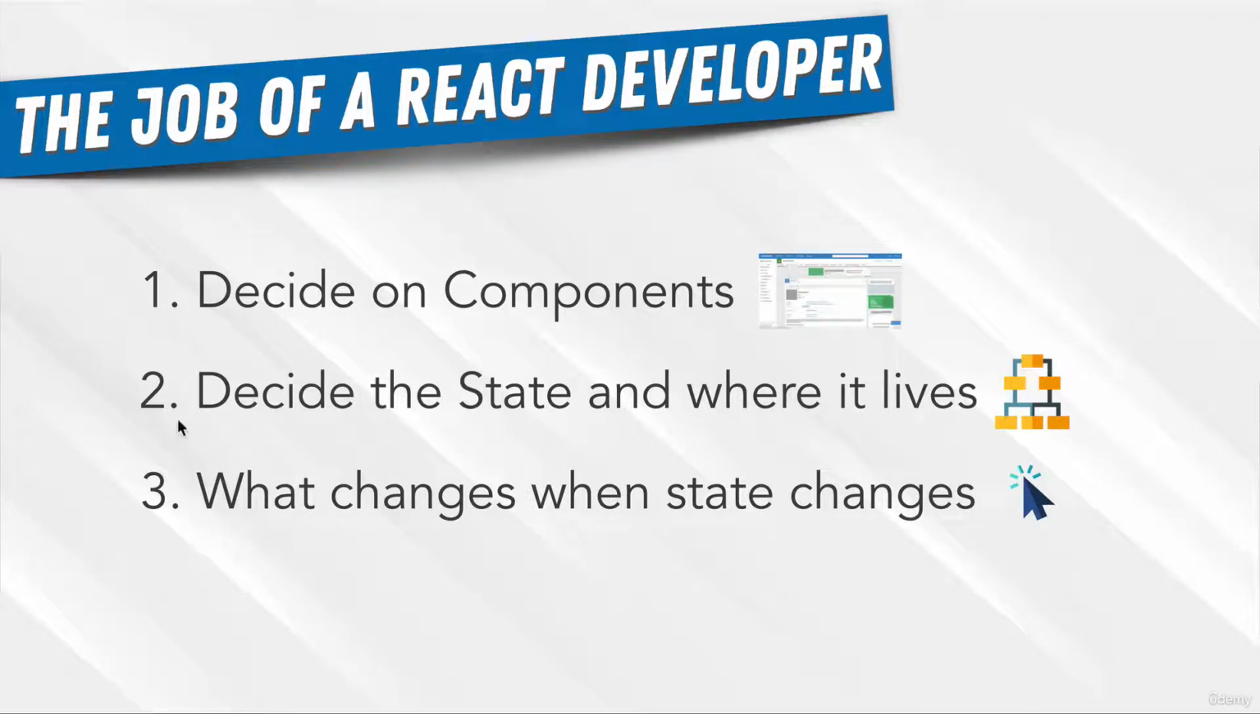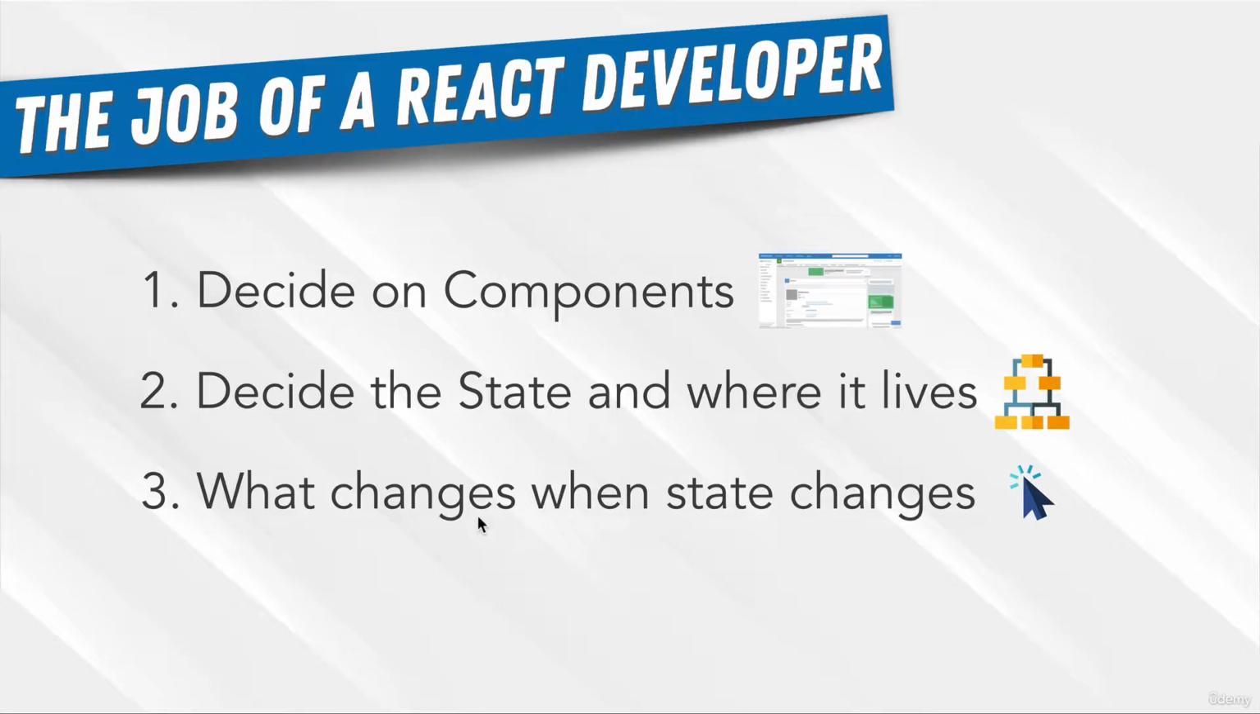The next thing is to decide the state and where it lives. Now, we're going to explore this idea of state or data of our app a lot more, but this state can live in different locations in our virtual DOM. So whether we put the state here, or here, or here, or here, or in multiple locations, that decision is very important in architecting your app. And really good React developers do a really good job placing state in the appropriate component.